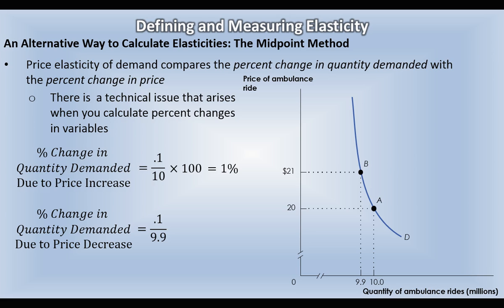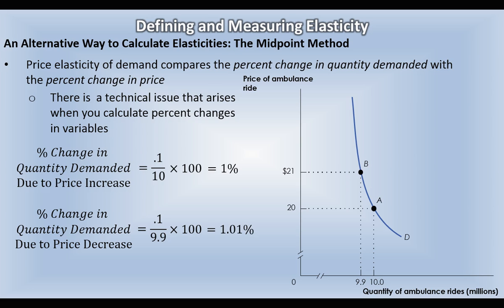Sorry about it. All right, anyway, so percent change in quantity demanded due to a price decrease. So the price is decreasing here from 21 to 20. So we're going from this point to this point. We are going from 9.9 to 10. Again, the change in quantity demanded is 0.1, but the starting point is 9.9 in this case instead of 10, which in this case, because the numbers are what they are, the difference in percent is not that big.